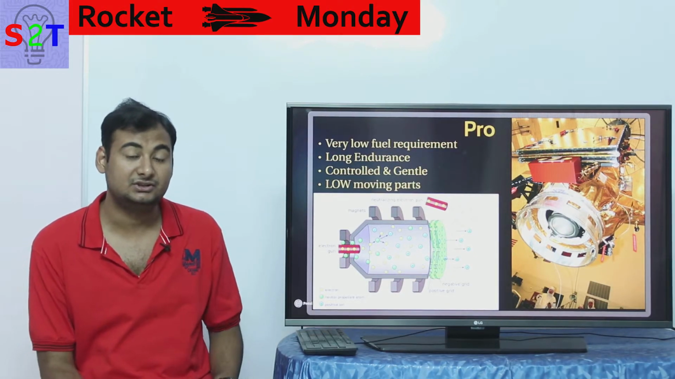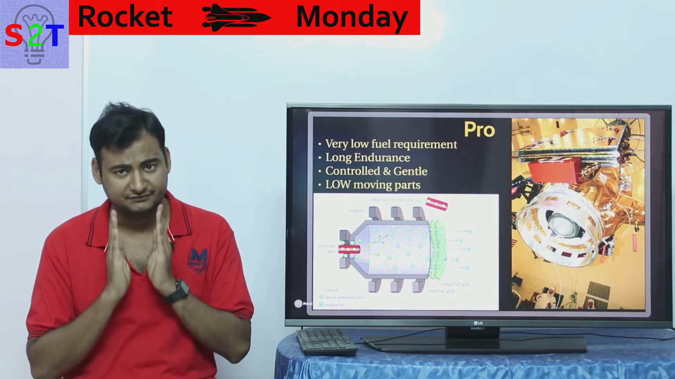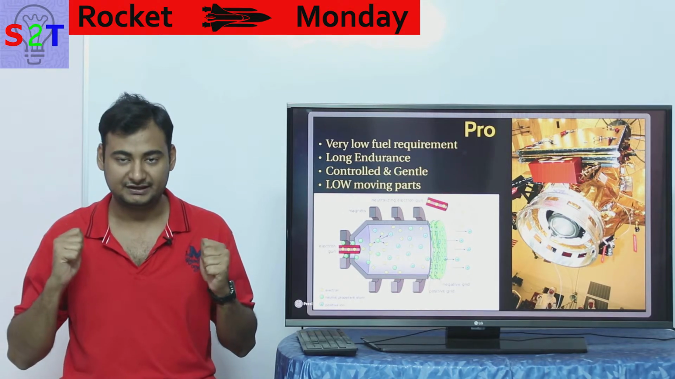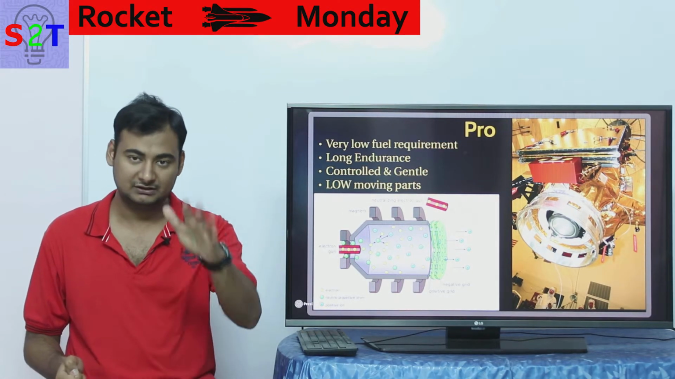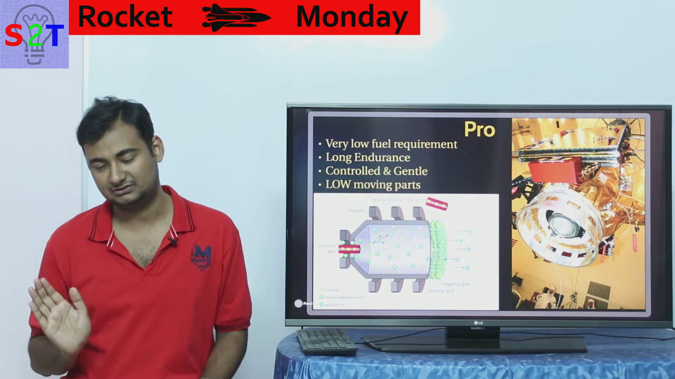And it has very long endurance. Simply because I already said it has very low thrust, you have to keep it running for a very long time. So think of it this way: if you fire a rocket right now, the rocket will go forward. But if you fire an ion engine, it will start slowly.